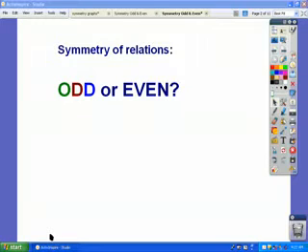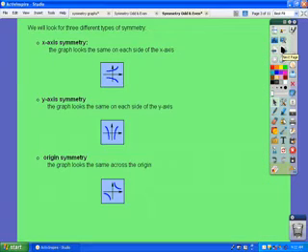Okay, guys, we're going to start talking about the symmetry of relations. Sometimes we're going to be dealing with functions, other times we're not. The basic idea is we're going to have some equations that we need to determine if the graph is actually an odd function or an even function. And before we get into that, we'll have to talk about what it means to be symmetrical.